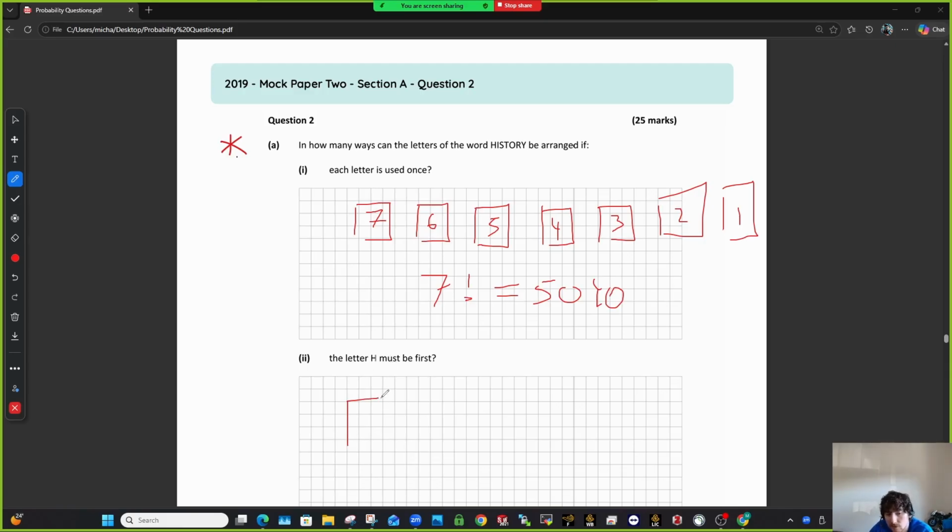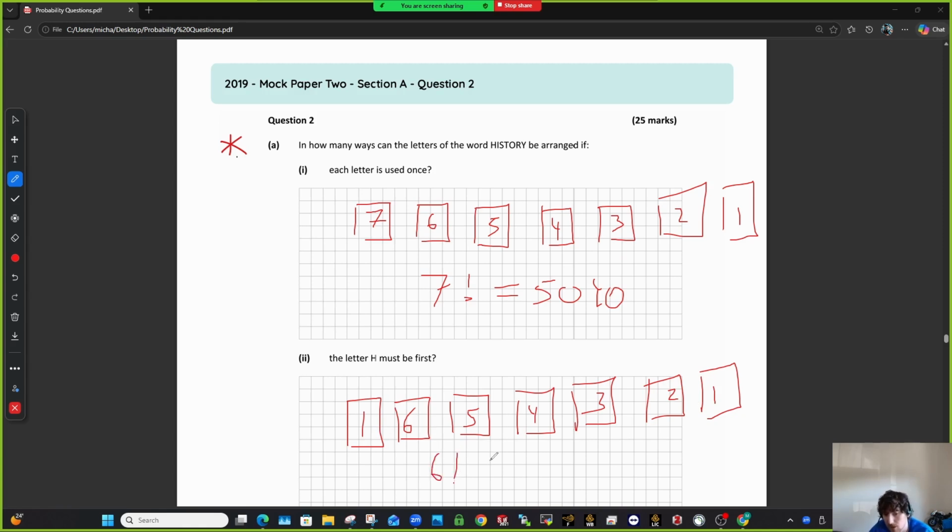Now this is a good one here. The letter H must be first. No problem. We'll whip out our boxes here. That has to be a 1. That has to be the letter H. H has to go there, okay? So that means then how many letters do we have to put here? We have 6 letters: 6 options, 5 options, 4 options, 3 options, 2 options, 1 option, okay? So when you look at that, that's really 1 times 6 factorial. I'll type in 6 factorial into my calculator to get a quick answer here. So that's coming in at 720.